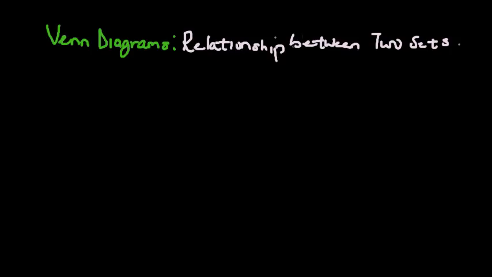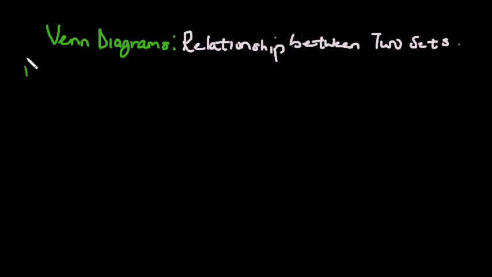That would be teaching Venn diagrams. I'm going to use that to show relationships between two sets. How do you interpret a Venn diagram that is showing the relationship between two sets?